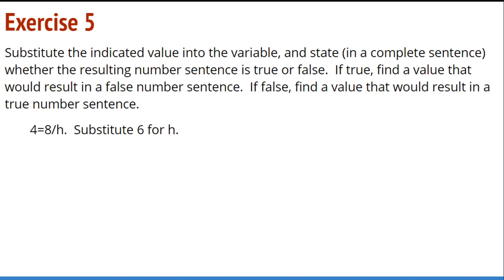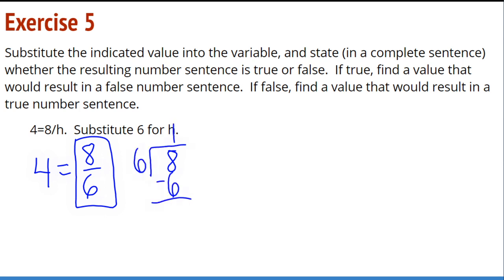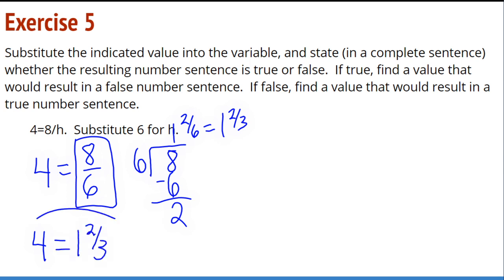All right, we have 4 equals 8 divided by h, and we are going to substitute 6 for h. 4 is equal to 8 divided by 6. Now already in my brain I'm thinking this does not work, but we're going to follow it out here. So 8 divided by 6, and I'll get 1 and 2/6, which is equal to 1 and 2/3. And I can definitively say that 4 is not equal to 1 and 2/3. So this is most definitely false if h is equal to 6.